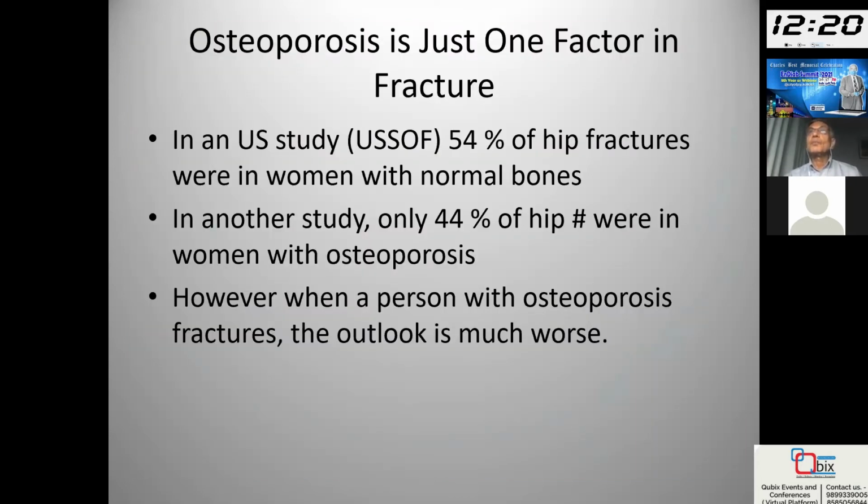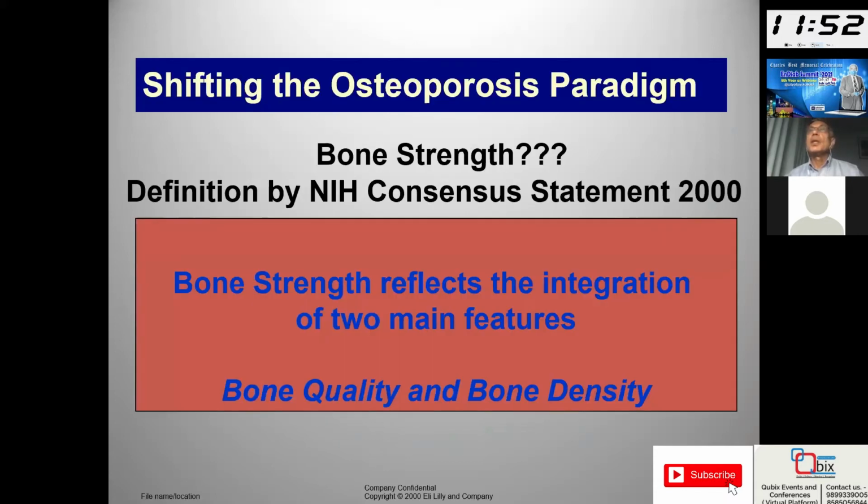Now, osteoporosis is just one factor in fractures. It's not the only cause of fractures. There are many studies like this. In one study, about half of the hip fractures were in women with normal bones. In another study, about 40% of hip fractures were in women with osteoporosis. However, if an osteoporotic person has a fracture, then the outlook is much worse, and it can actually be lethal. So bone strength is not equal to osteoporosis. It depends on bone quality and bone density.